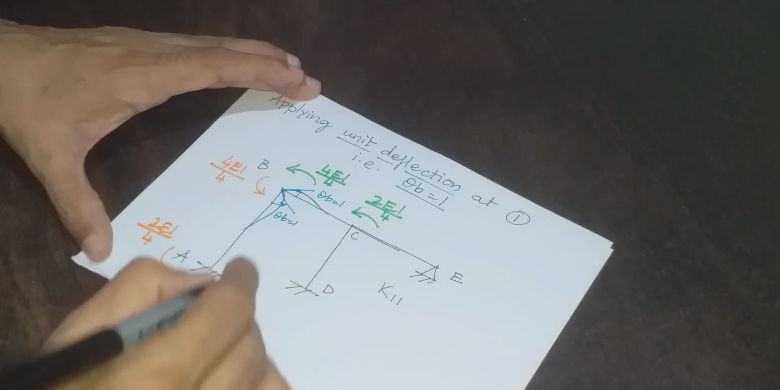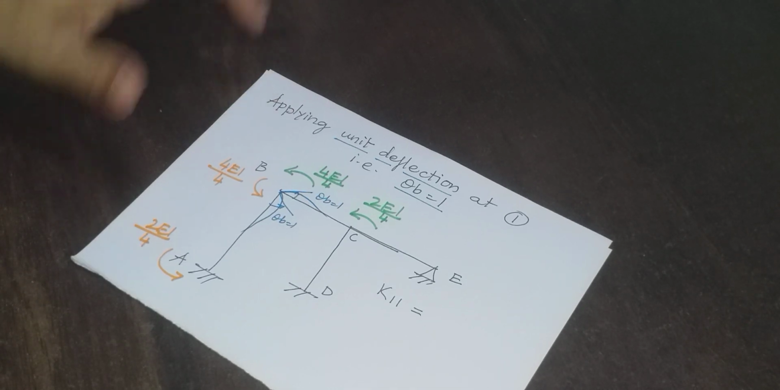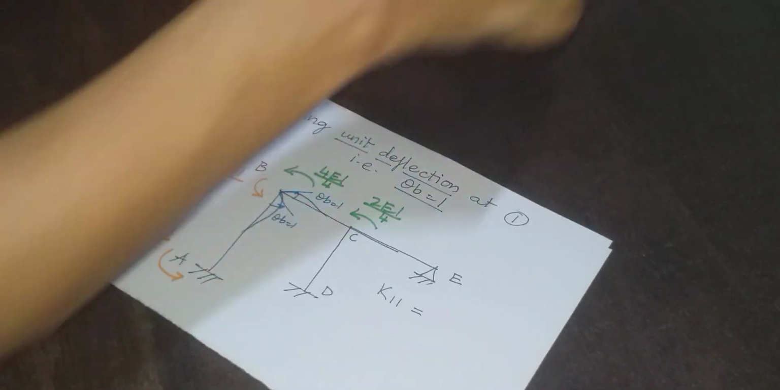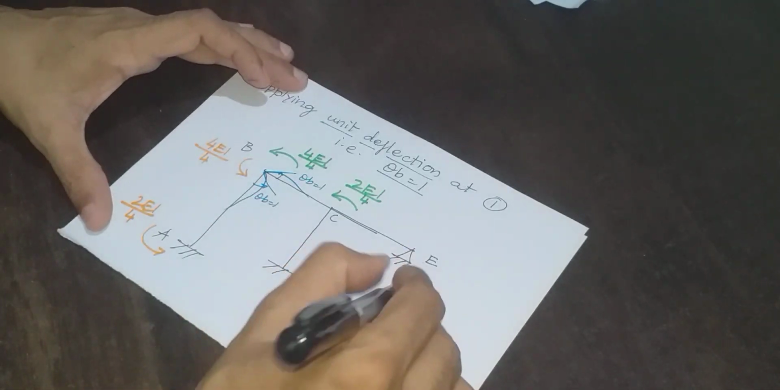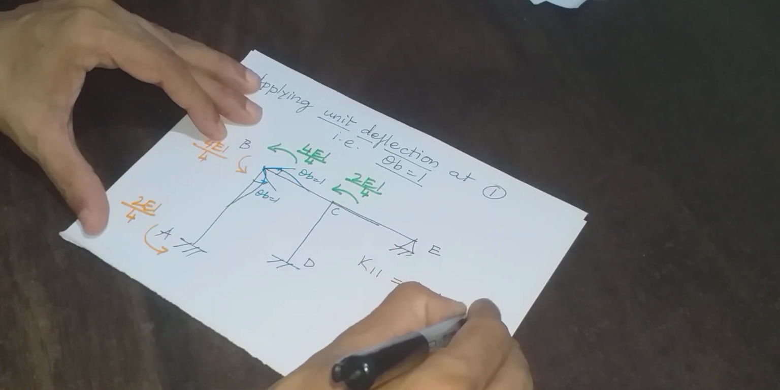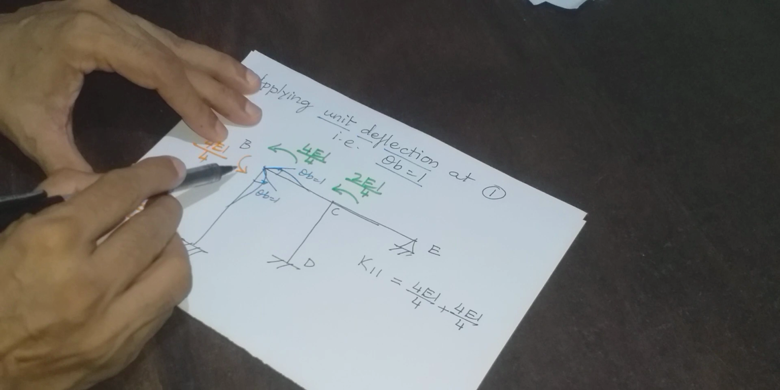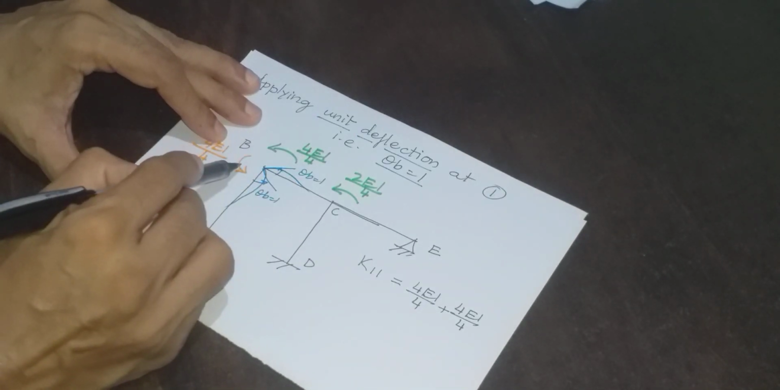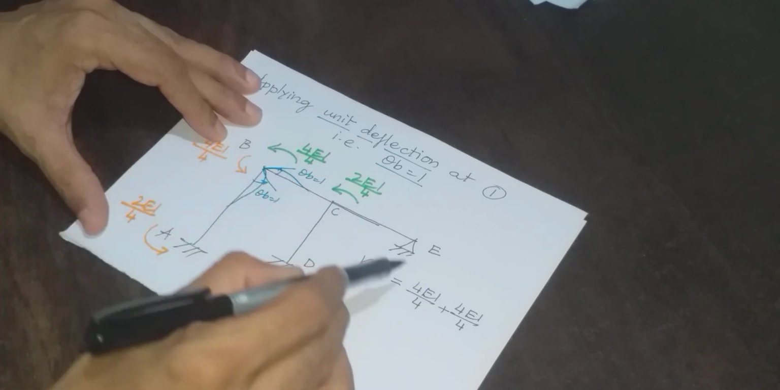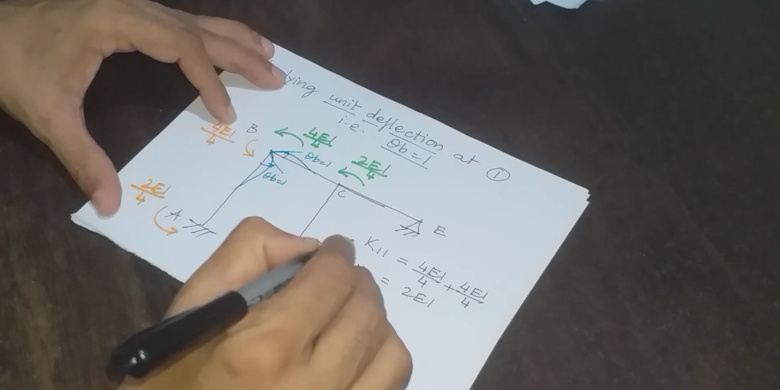So I will generate the first column of the stiffness matrix. K11 is the force at coordinate 1 due to unit deflection at coordinate 1. My coordinate 1 is theta B, anti-clockwise at B. So K11 is equal to 4 EI upon 4 in the portion BA plus 4 EI upon 4 in the portion BC. Both moments act at B in the anti-clockwise direction, corresponding to the direction of the coordinate. That's why both are plus. So that is 2 EI. If I solve it, K11 is equal to 2 EI.